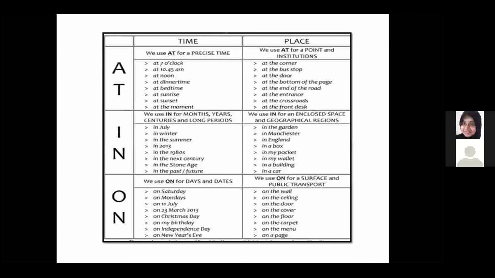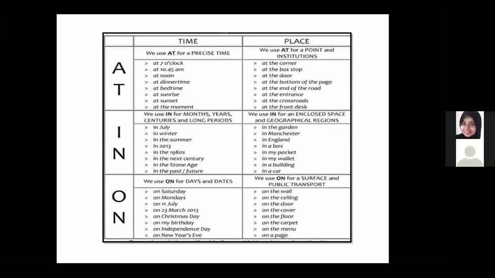For the place, we use at for a point and institution. At the corner, at the bus stop, at the door, at the bottom of the page, at the end of the road, at the entrance, at the crossroads, at the front desk. That is about at. And we will go with in.